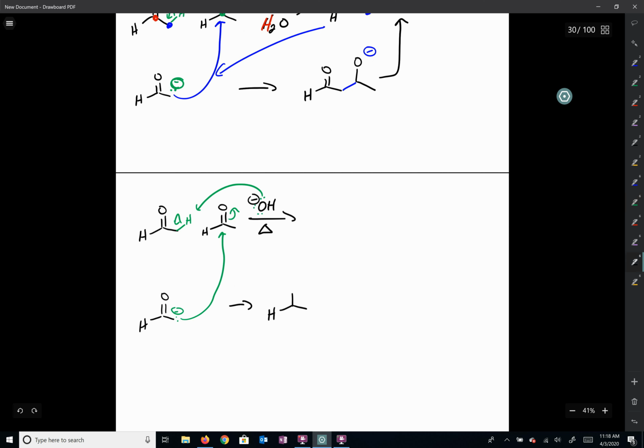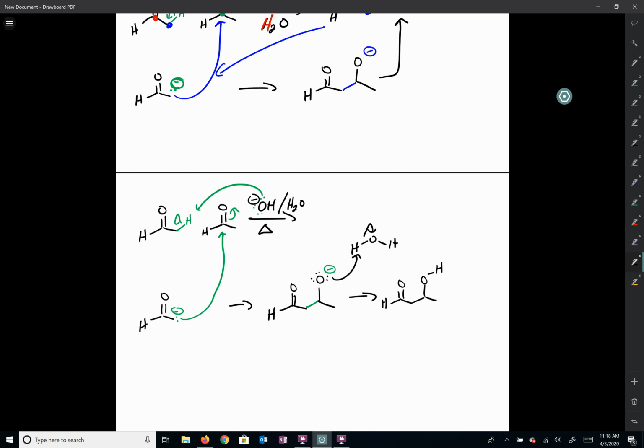The tricky part to always remember with these reactions is to count your carbons. Count your carbons, make sure you don't miss something. Whoops, I forgot, we've got some water around here. That looks good. And so let's do our protonation. Nice. So this is identical to what we just had in the previous example.